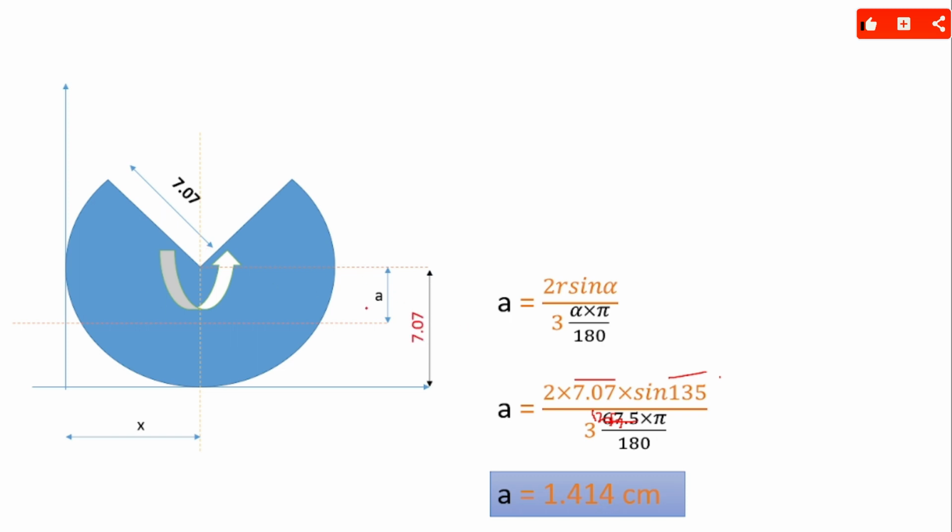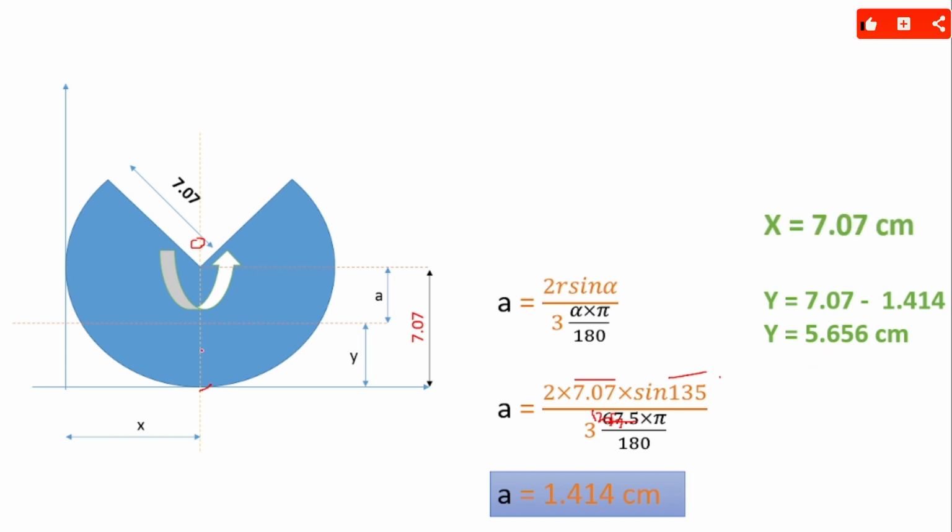Now we'll find out the y bar. In order to calculate the y bar, we should know this distance. This is from the origin to this base. It is equal to the radius of the sector. So it is 7.07, and if you subtract the A from this radius, we will get the value of y. So y is equal to 7.07 minus 1.414. So the value of y is equal to 5.656 centimeter.